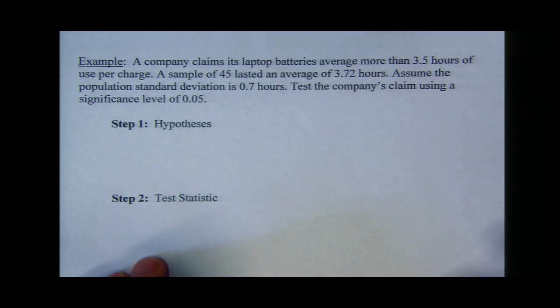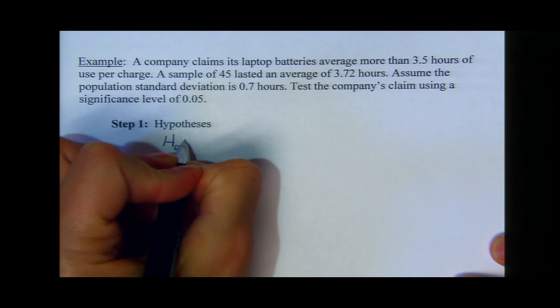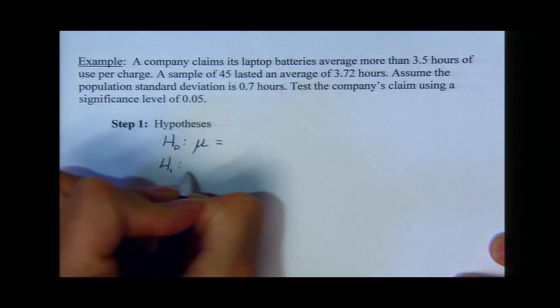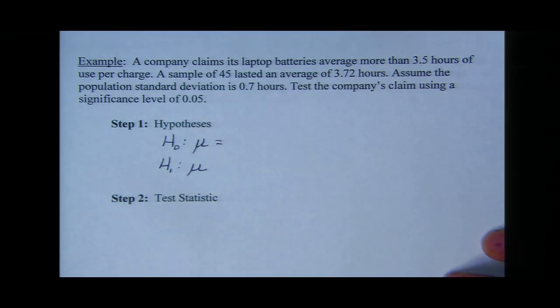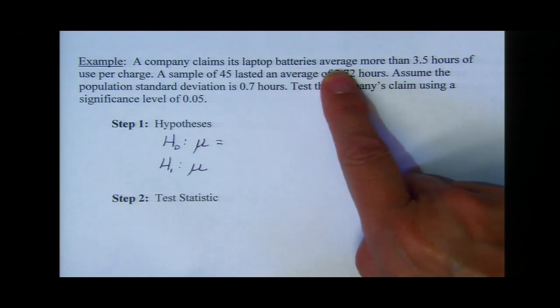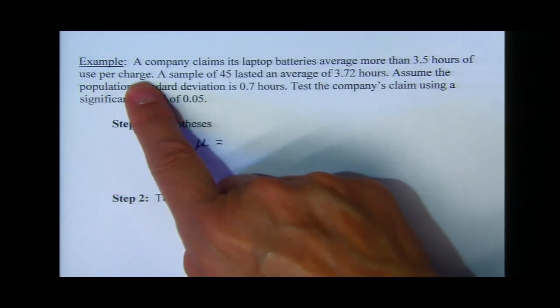Okay, the hypotheses. So we know in the hypotheses that we're going to have the null, which will be mu is equal to some number, and the alternate, which is going to be mu is less than, greater than, or not equal. So I have to come up here and try to figure out what those values are. Well, if you look at the first sentence, a company claims its laptop batteries average more than 3.5 hours of use per charge.